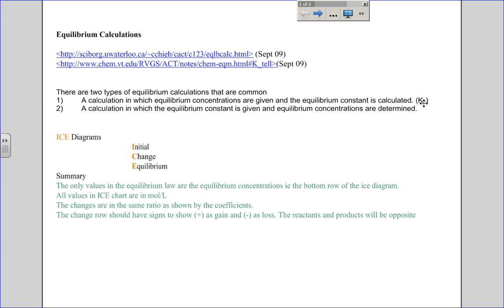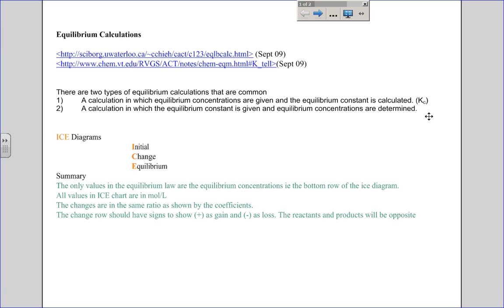This is the same kind of calculation we'll do to study the lab that we did of the iron and thiocyanate solution, where we use the colorimeter. The point of measuring the absorbance is to help us to measure the concentration of the iron thiocyanate ion at equilibrium, and then we'll use that information to calculate the equilibrium constant.